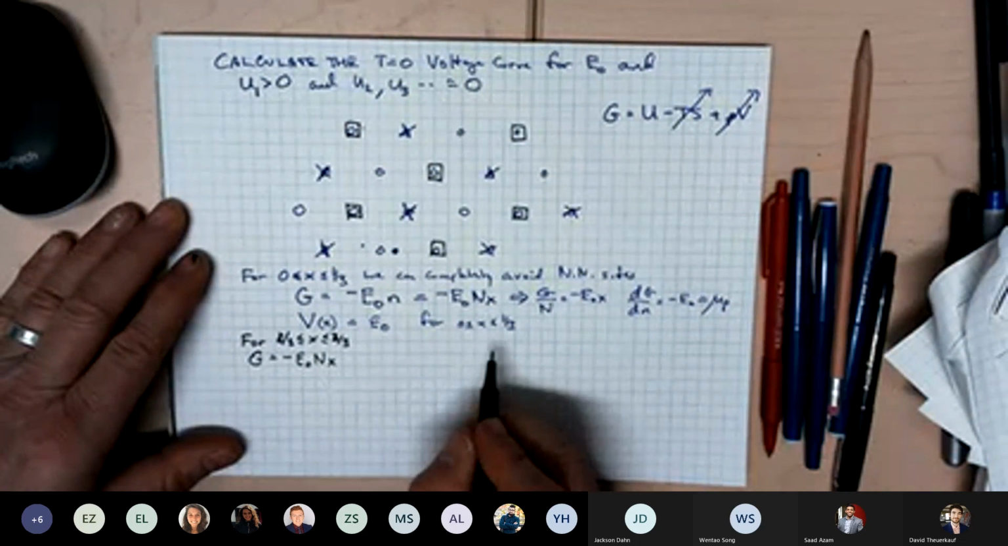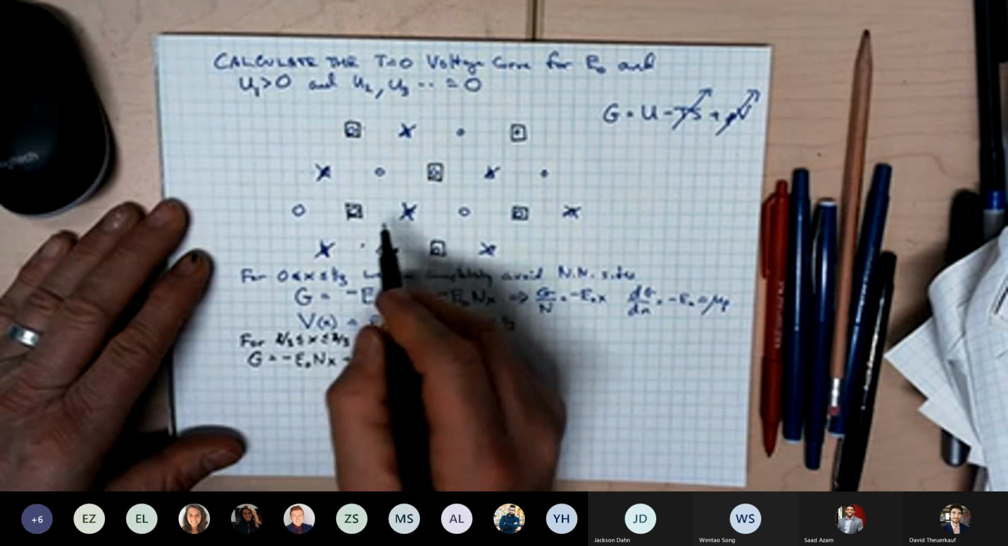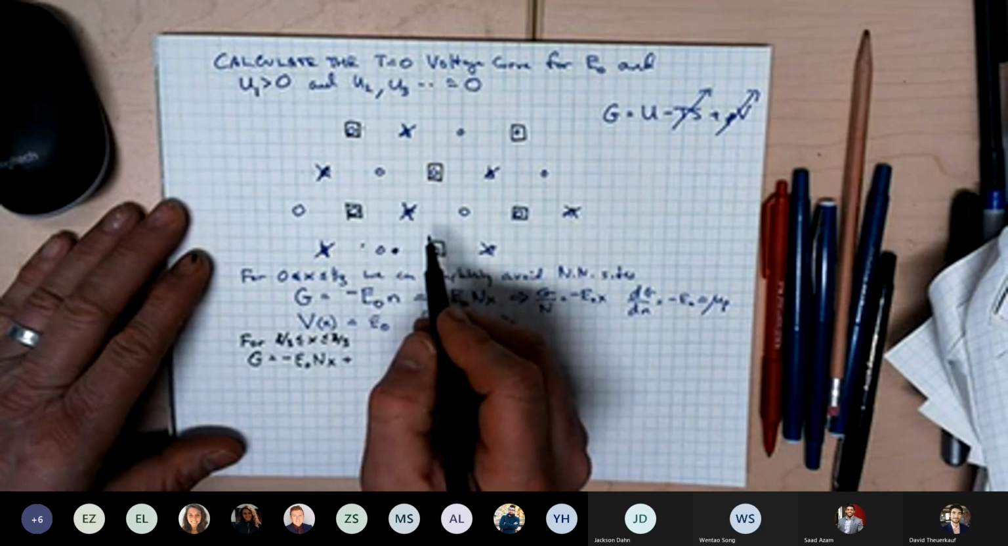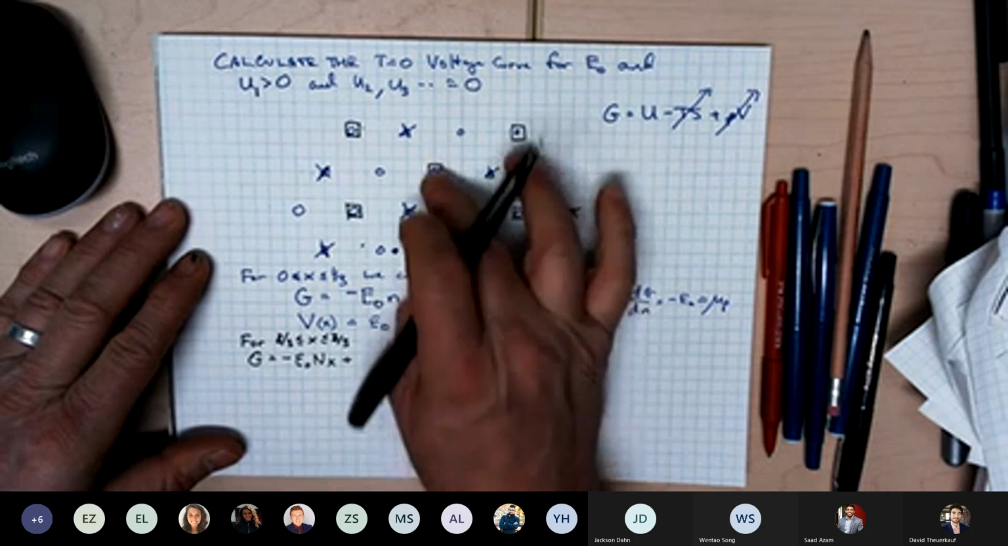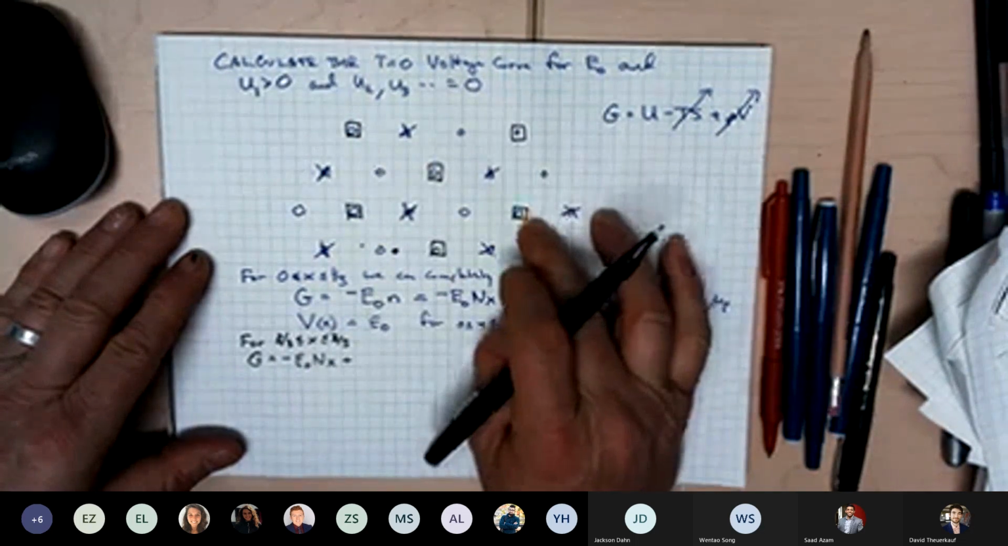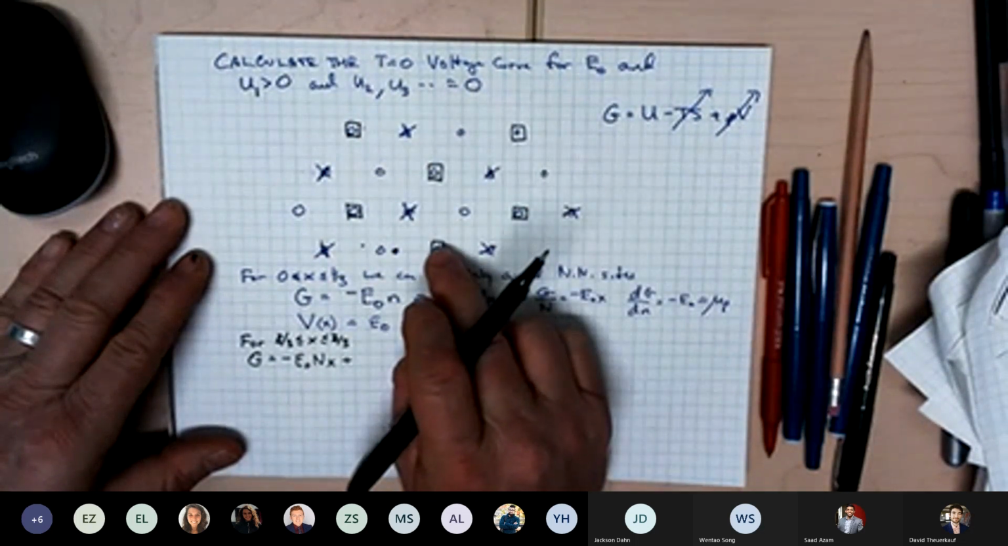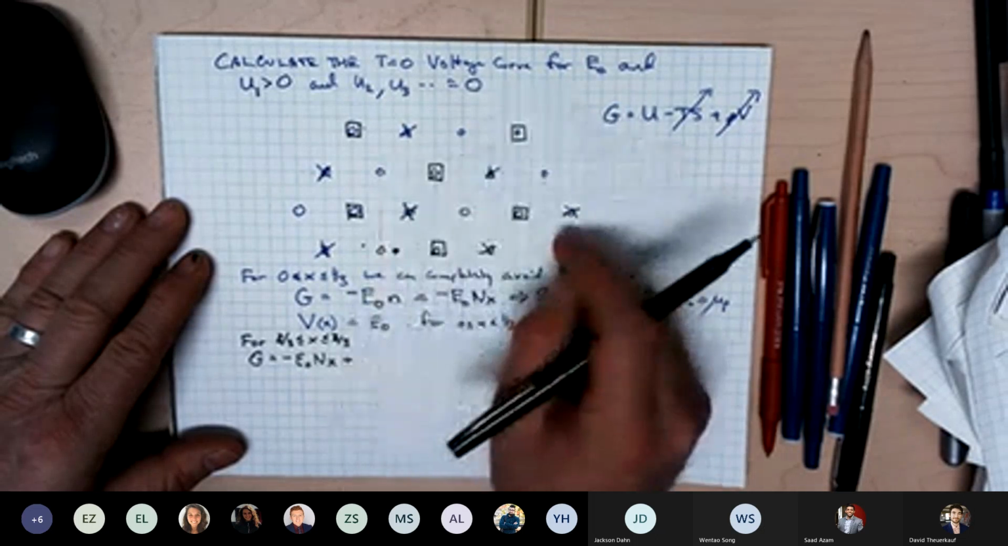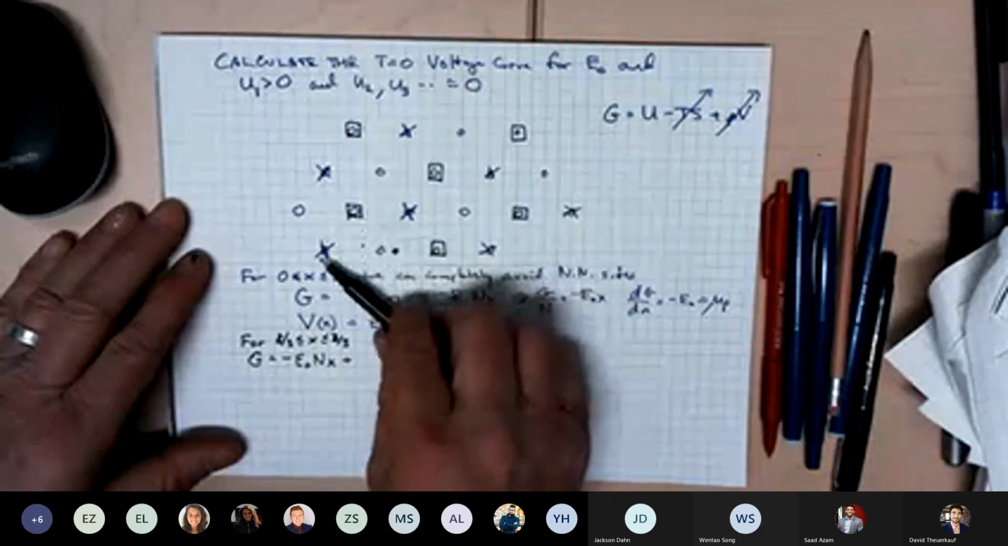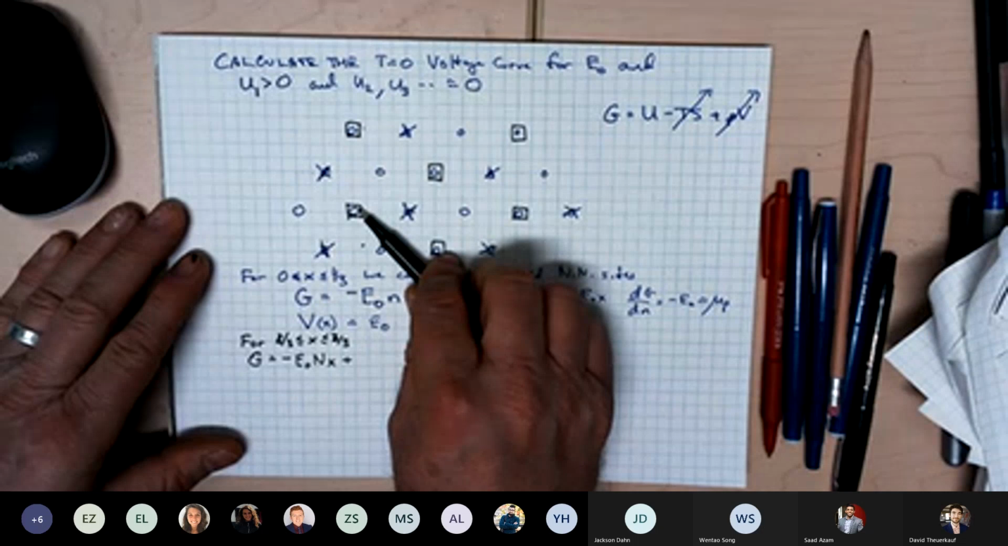Just like before. And then you have some interactions. Okay, so I've drawn the situation with the second sublattice, the black one, completely filled. But let's just see what happens when we put the first atom in there.